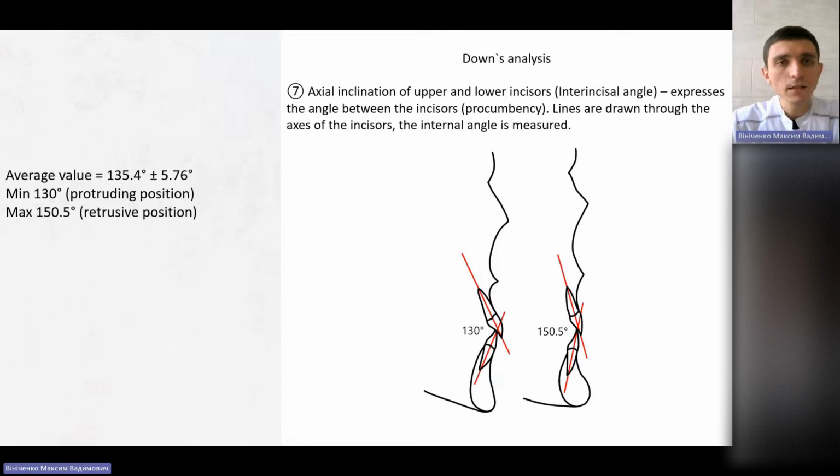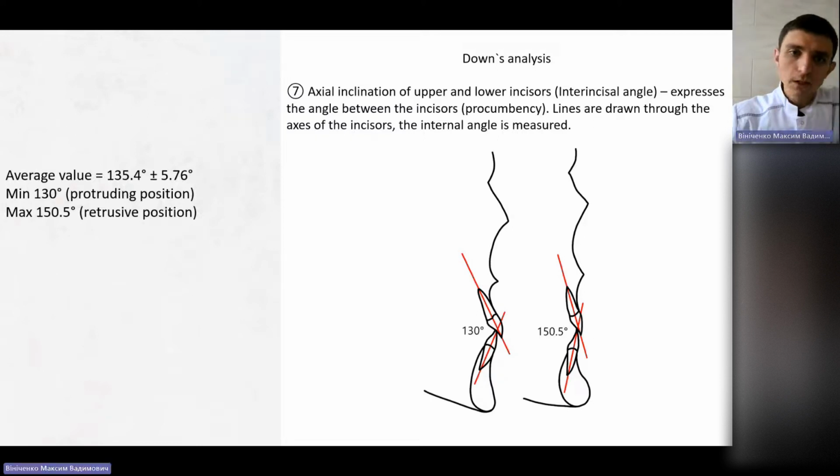Number 7 is the axial inclination of upper and lower incisors, the interincisor angle. It is very important to measure the interincisor angle. The interincisor angle expresses the angle between the incisors, and in the literature you could also see this term as procumbency. Procumbency is also called the interincisor angle, so they are similar. Lines are drawn through the axis of the incisors and the internal angle is measured. So it is important: the internal angle is measured, not this one.